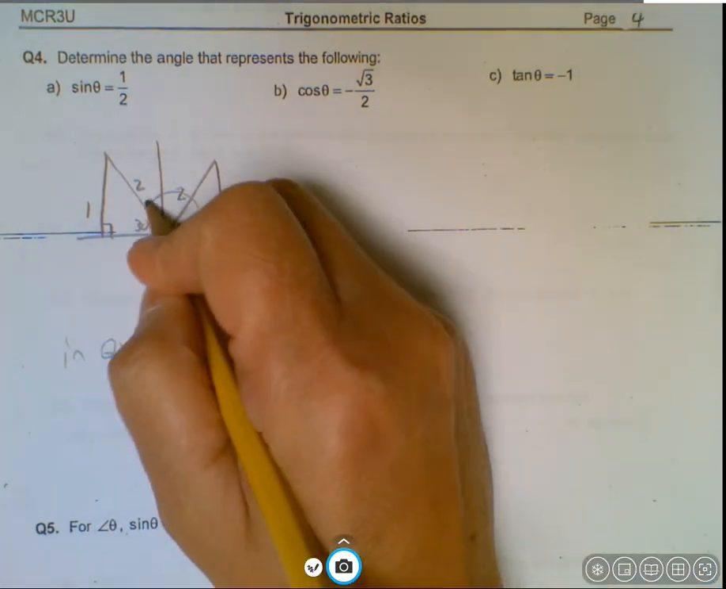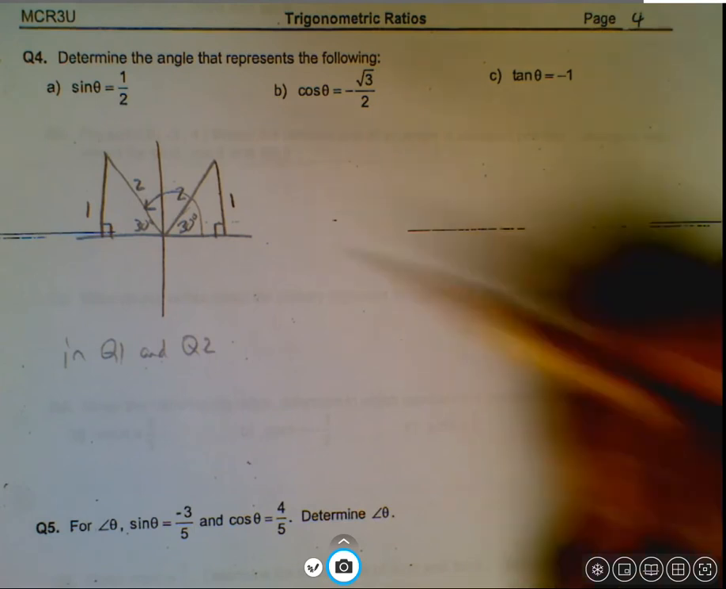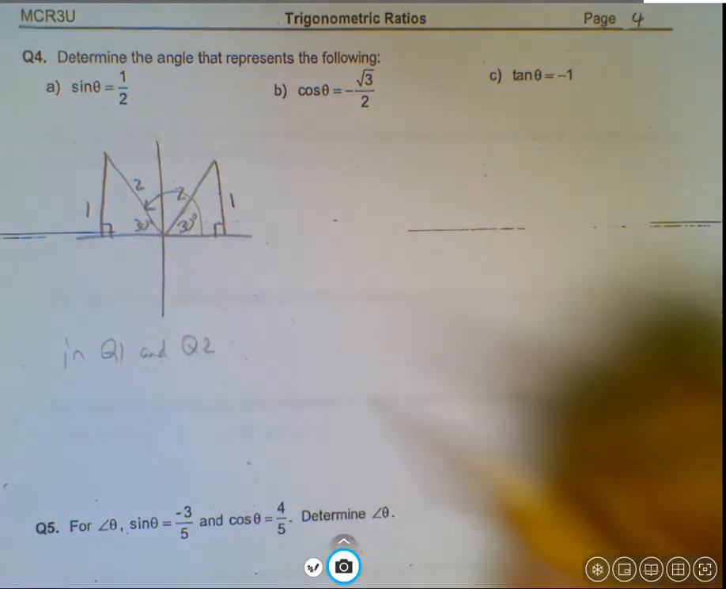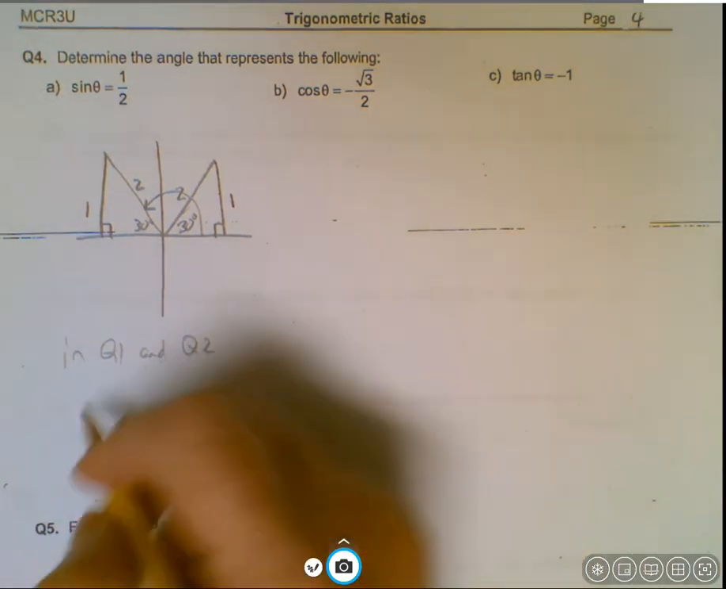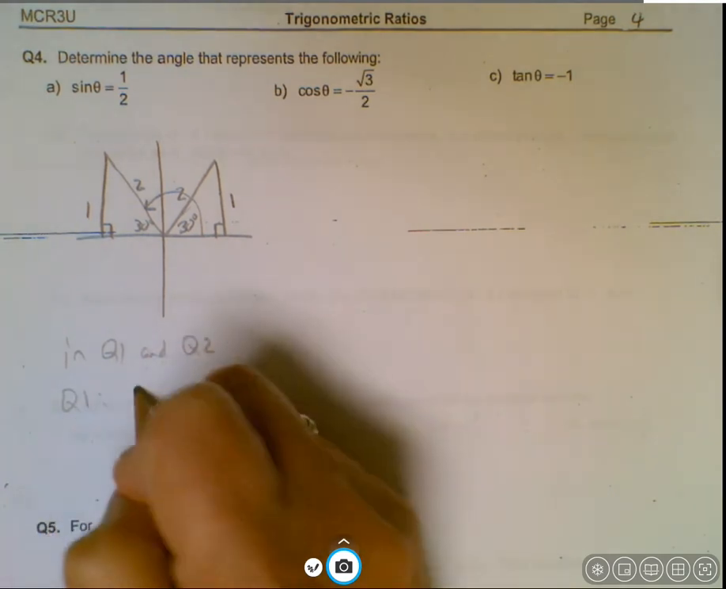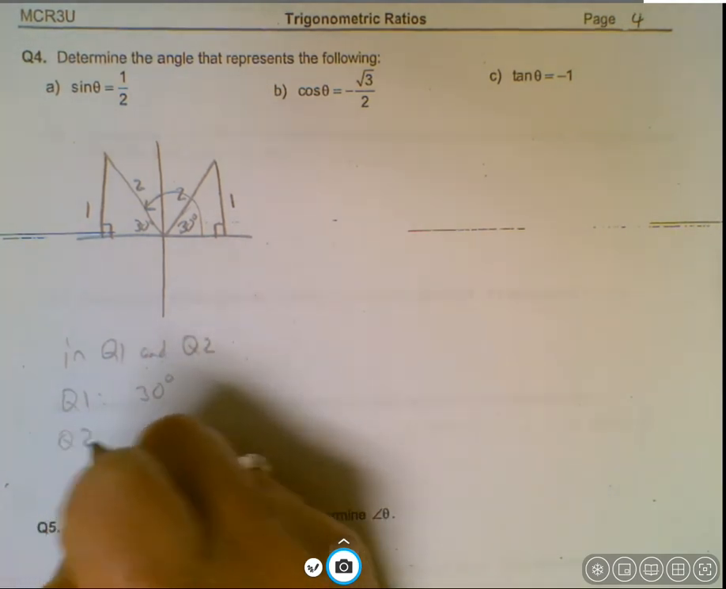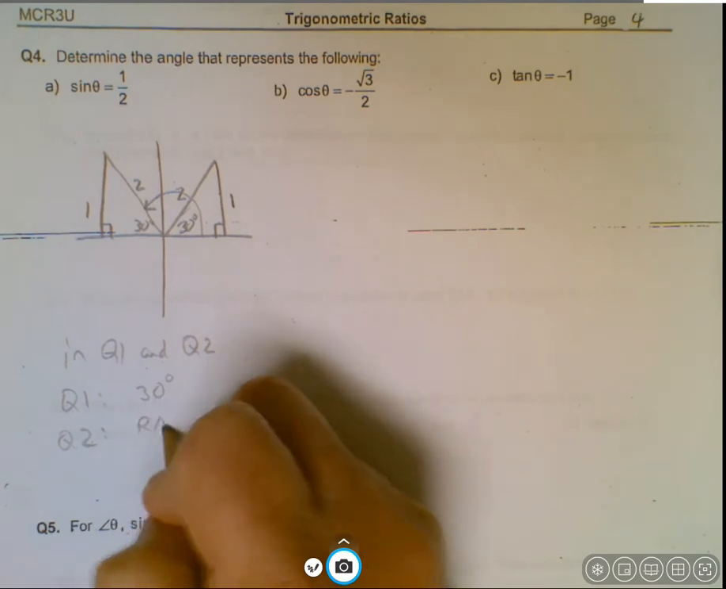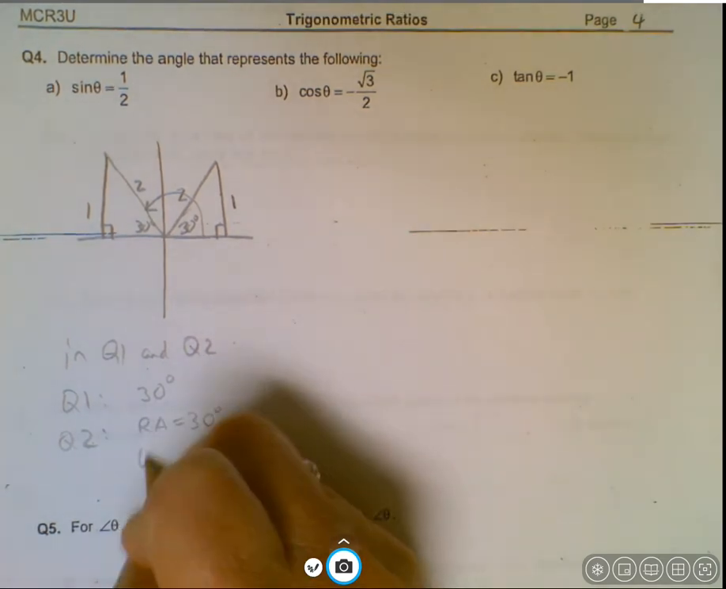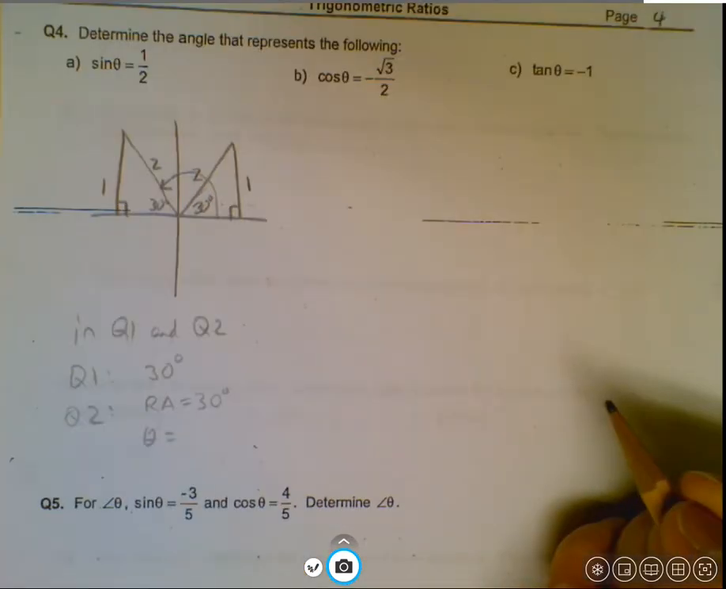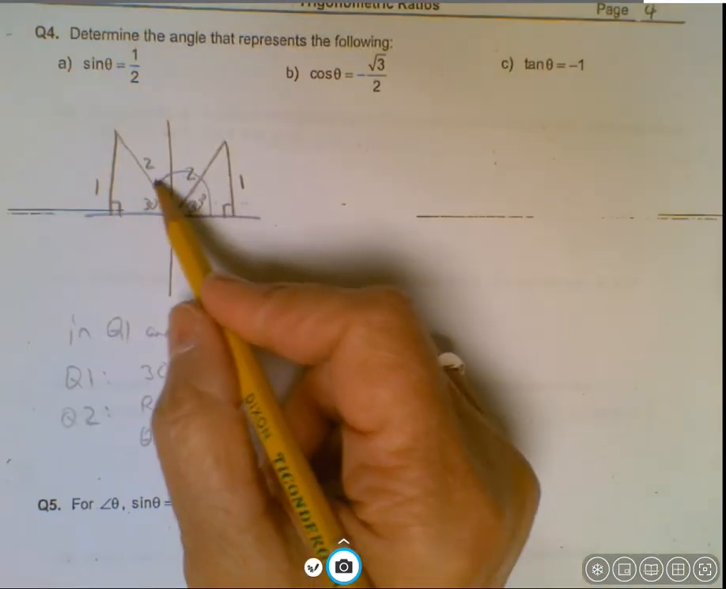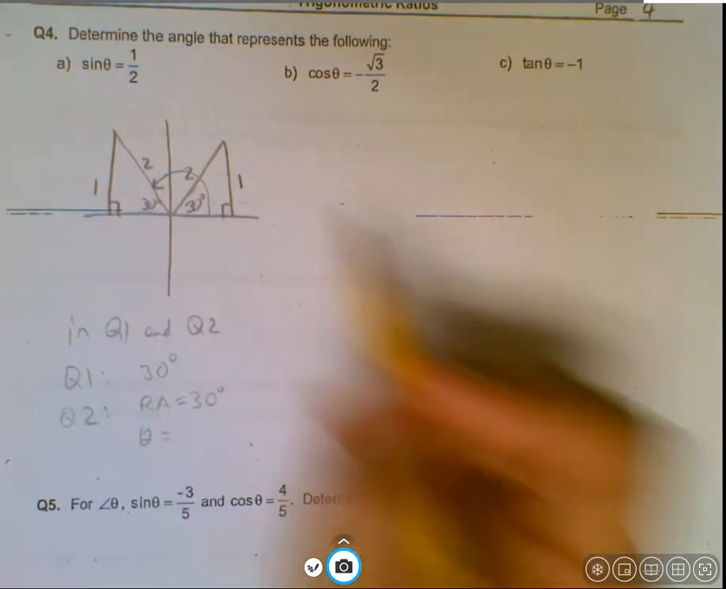But angles are measured in standard position. So in quadrant 2, the measure of the angle is not 30 degrees. So let me write this down. In Q1, the angle is 30 degrees, but in Q2, the related angle is 30 degrees. And theta, which is the angle we're solving for, is measured in standard position. So it would be 180 minus 30 degrees.